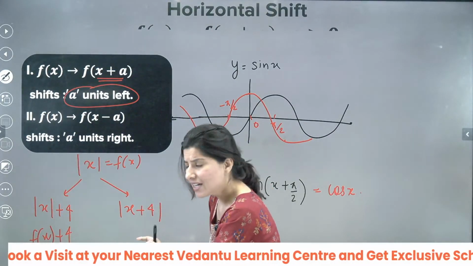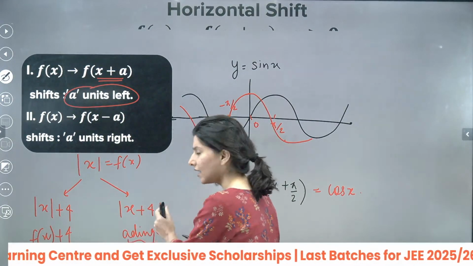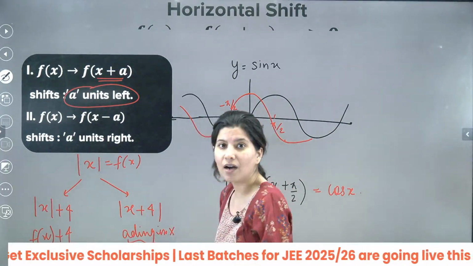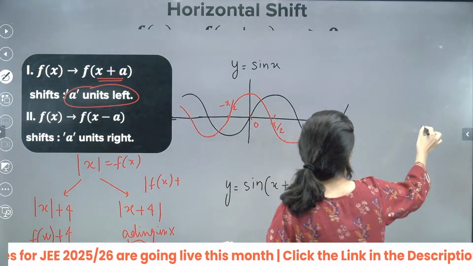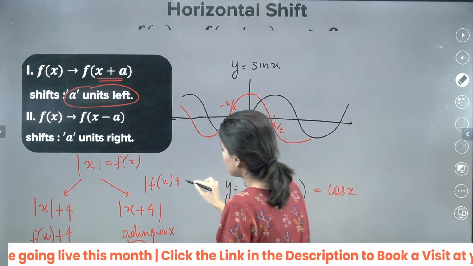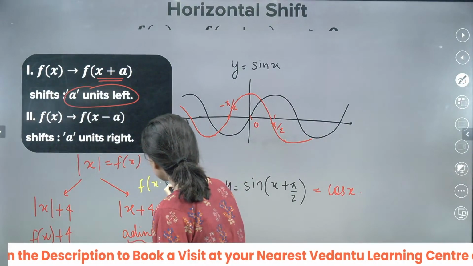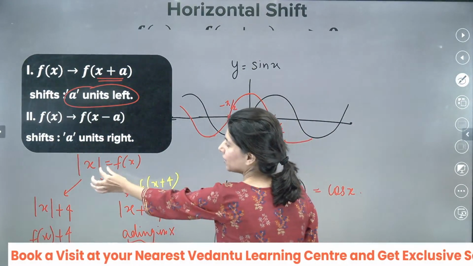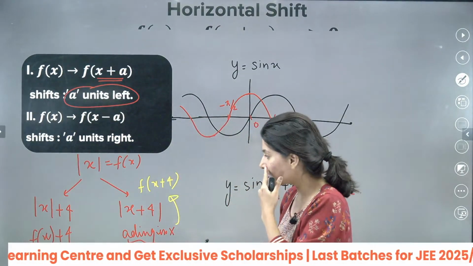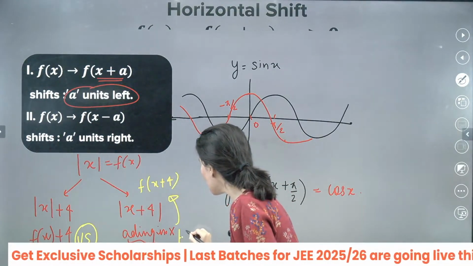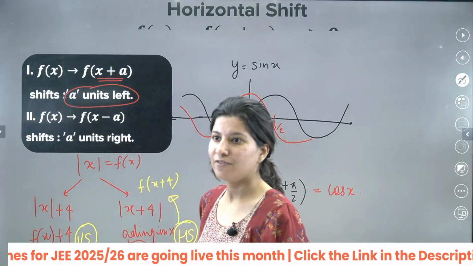But here, can you see, we are adding or subtracting in x, not in y. So this is f(x), and this is f of x plus 4. What is f of x plus 4? Just replace x by x plus 4. That's why you're adding in x. So this is your vertical shift and this is your horizontal shift. Clear? Clear, Dharani? Just give me a big thumbs up if you have understood this.